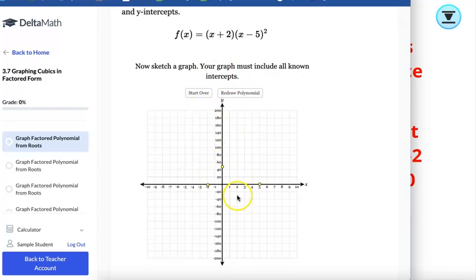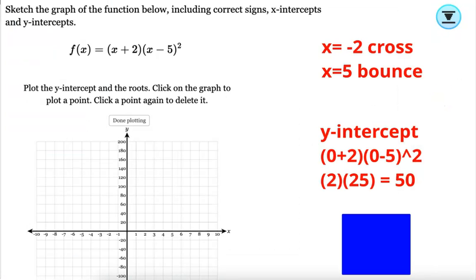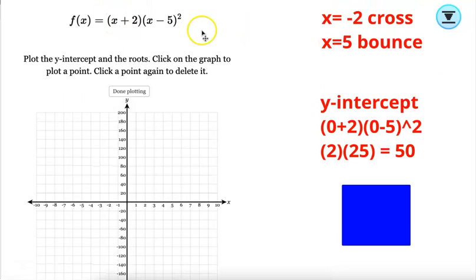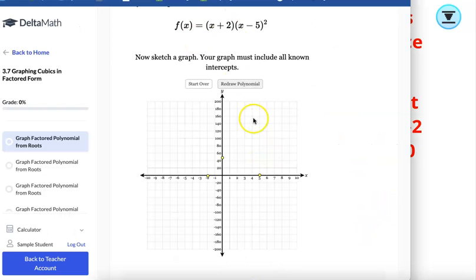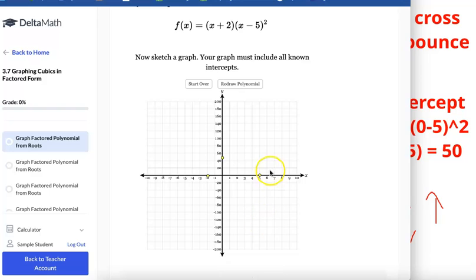Now you are going to sketch a graph, and this is the part you're going to hate if you're on a Chromebook. If you want to do it on a phone or an iPad, it's actually much better. I need to figure out my end behavior. So this graph is positive, meaning it's going to start going down and end going up. So on Delta Math, I need to start my pen somewhere down here. I'm going to cross at a negative 2 and bounce at a 5. So I'm going to start down here. We're going to cross at a negative 2.